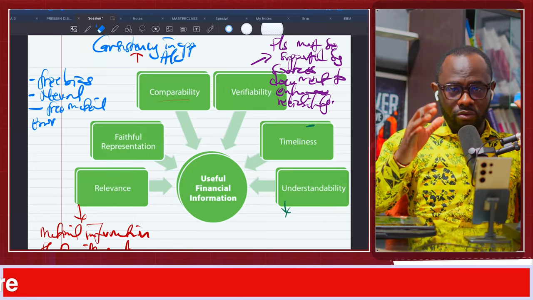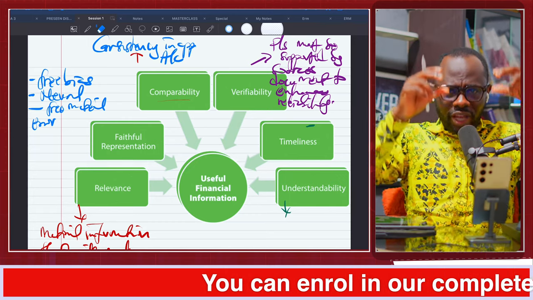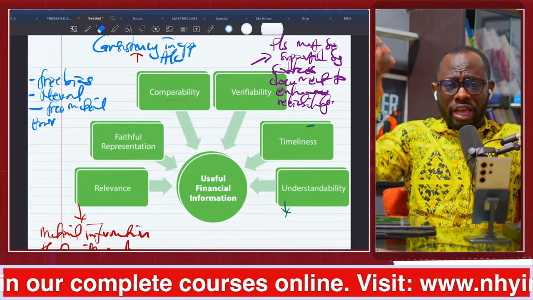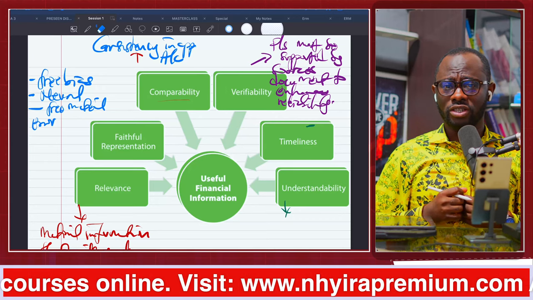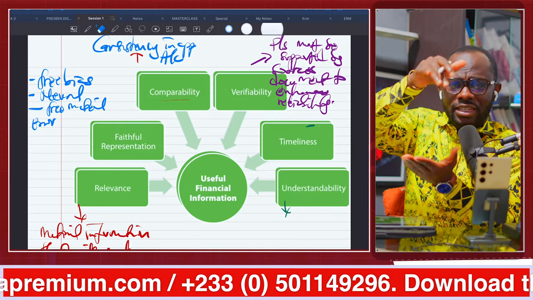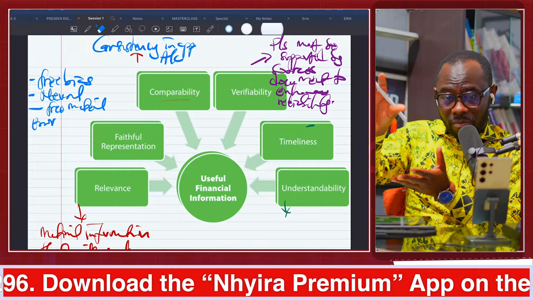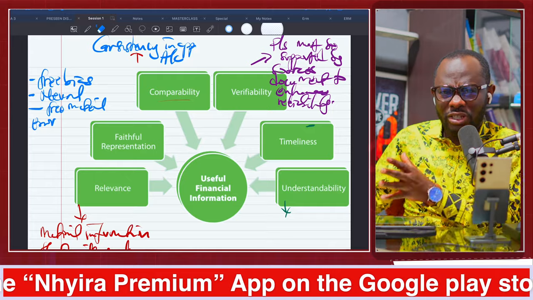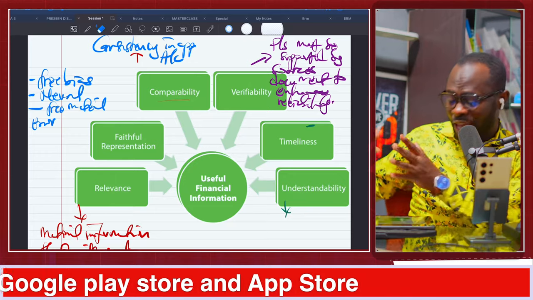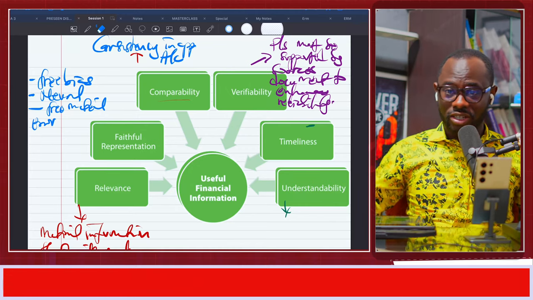Either the examiner will ask you to explain it like this, or he will bring a financial statement with some footnotes and ask you to explain the qualitative characteristics of the financial statement, which means you are still going to do the explanation, but you're going to contextualize it to the question that is given: whether relevance has been met, whether the financial statement faithfully represents the entity, whether comparability is there, whether timeliness is there, whether the financial statement can easily be comprehended by the users of the financial statement.